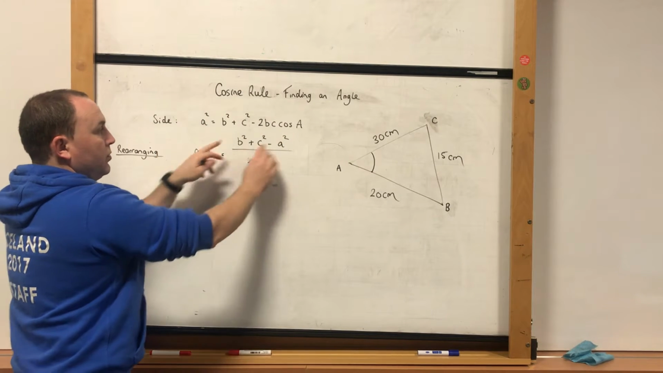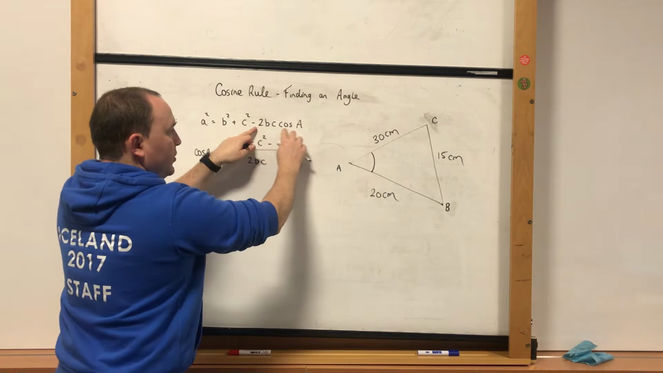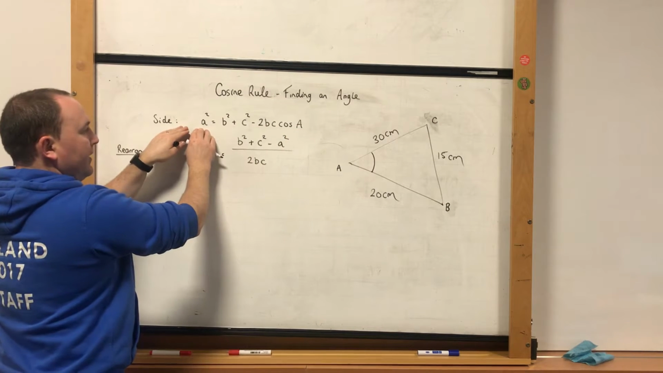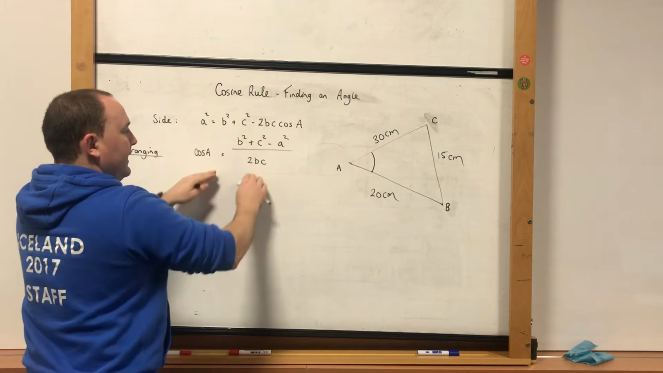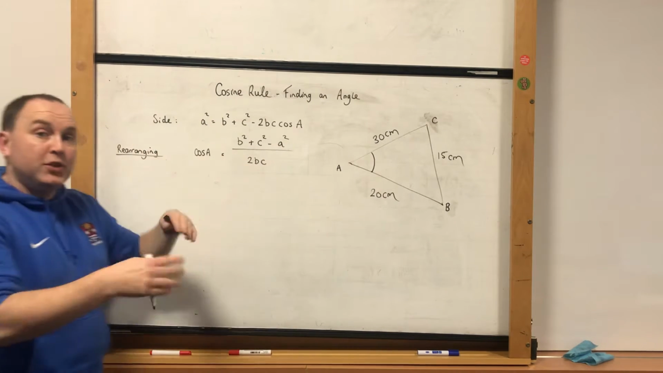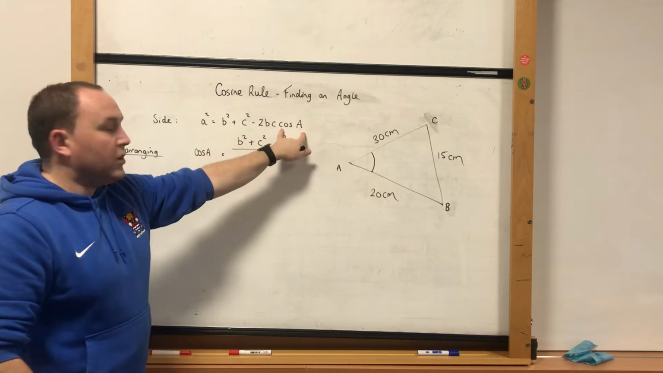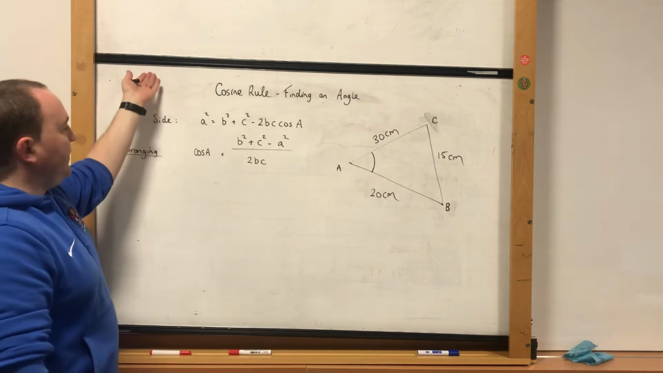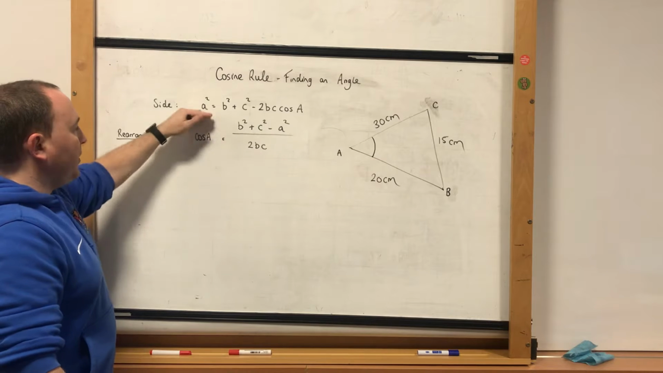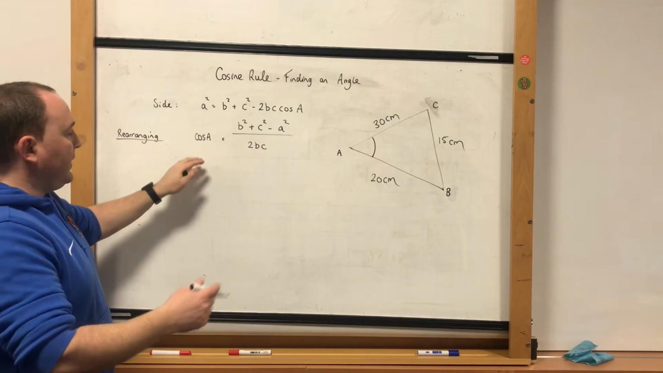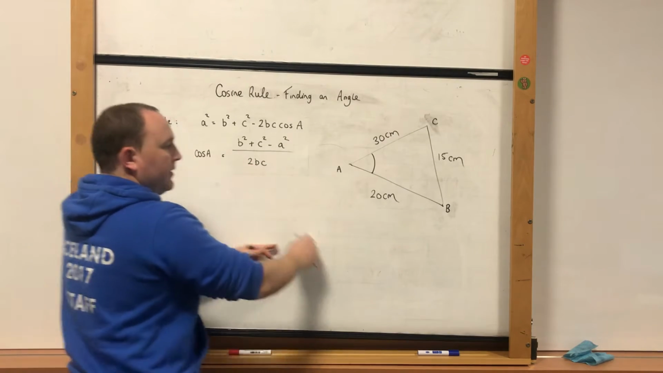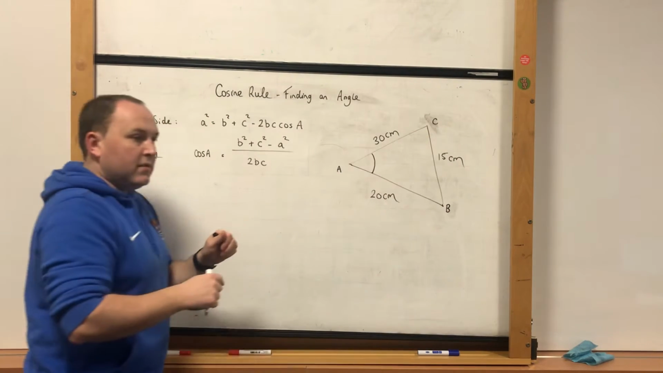Okay, so we can bring the negative 2bc cosine over here. We can subtract the a squared and then divide by the 2bc just by changing the subject of the formula to cosine A. You can try that yourself. Now, using this formula, which is also given to you in the exam, that's how it's given. Make sure these letters don't confuse you.